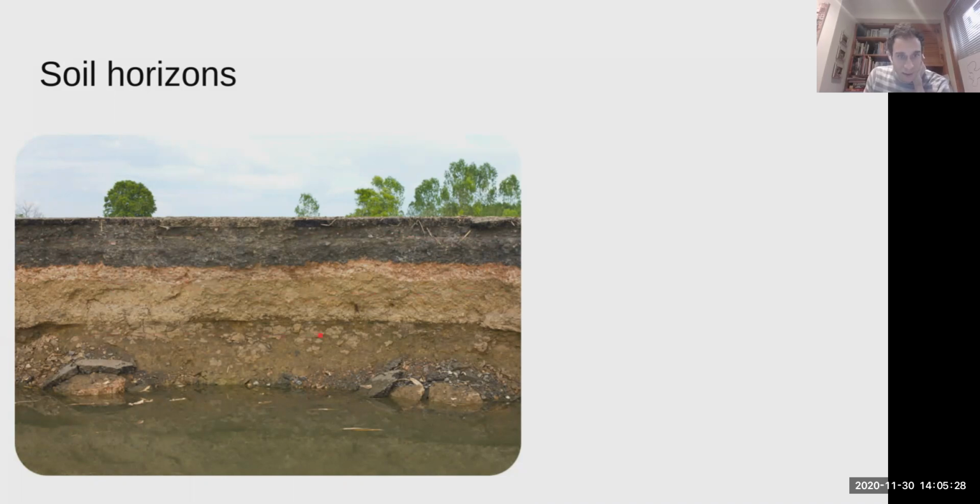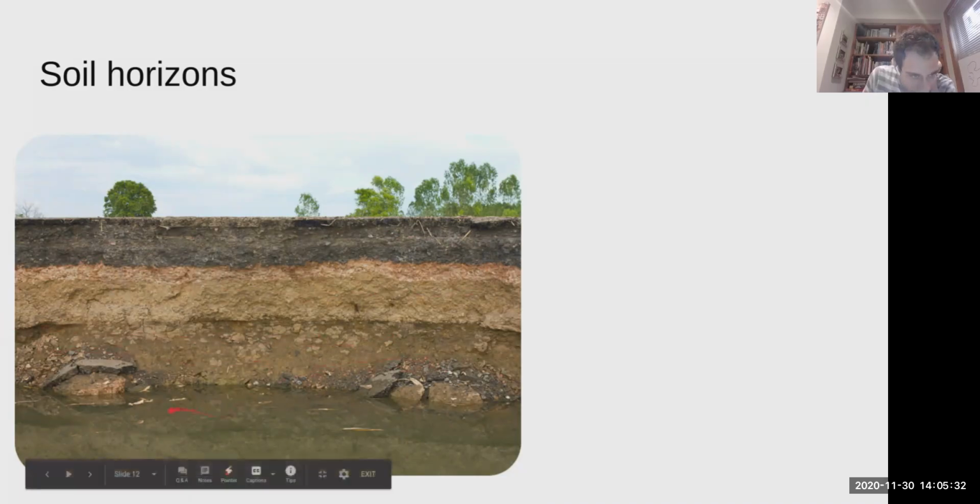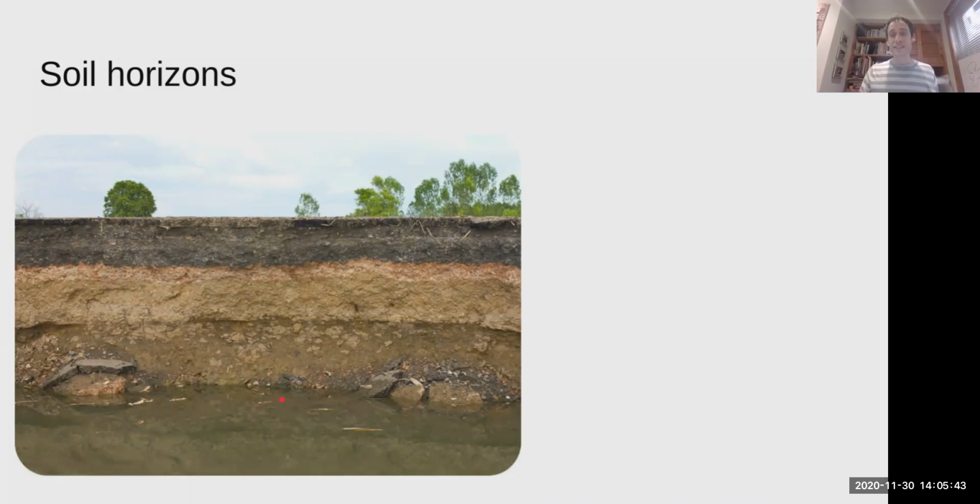And then this bottom layer here looks like it's got some rock bits down in there. And then this is actually water there. So it looks like there's more layers down there, but that's actually just water reflecting. Depending on where you are, the layers will be different sizes and have slightly different characteristics.